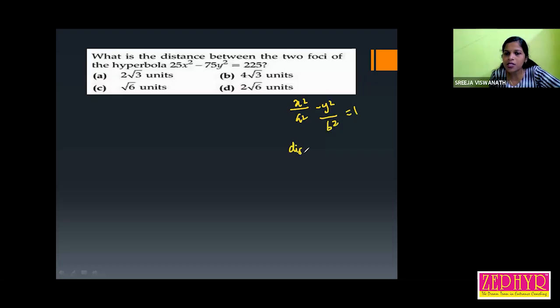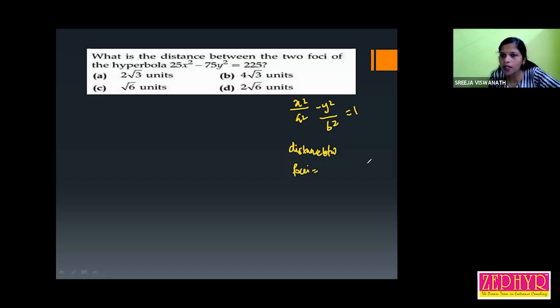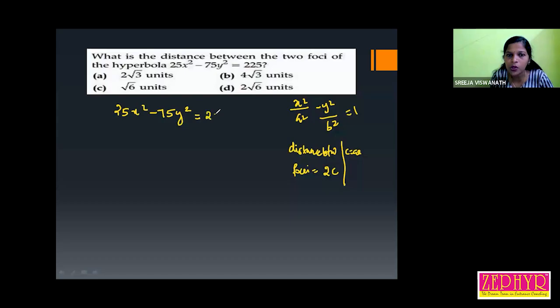Then the distance between the foci is what? Root of a square plus b square? No, it is 2ae. That is 2c. You may have studied it as ae or as c. So it is 2c, where c is ae and e is the eccentricity. So here we have 25x square minus 75y square is equal to 225.